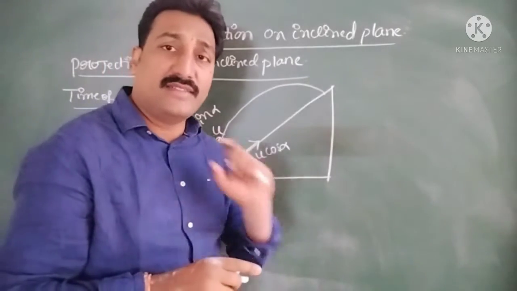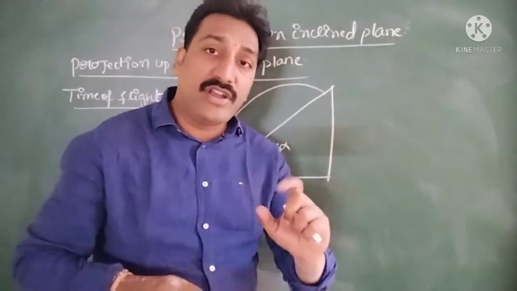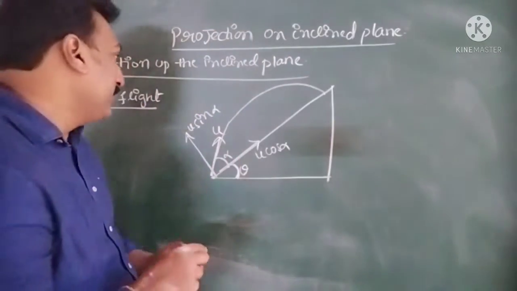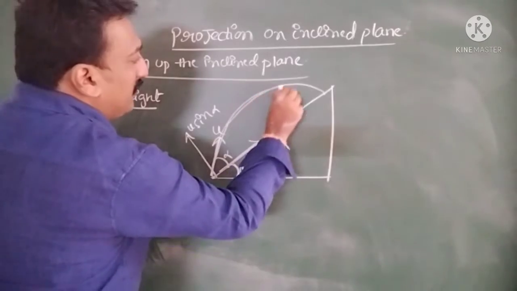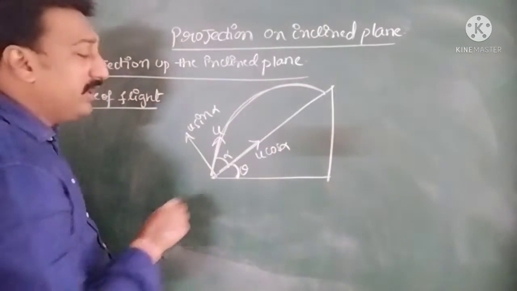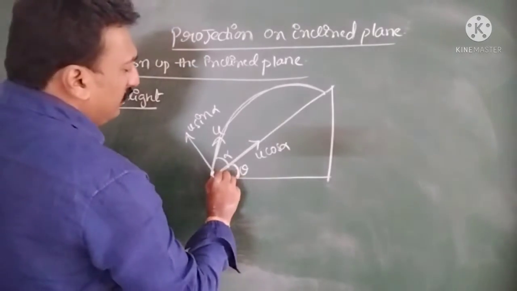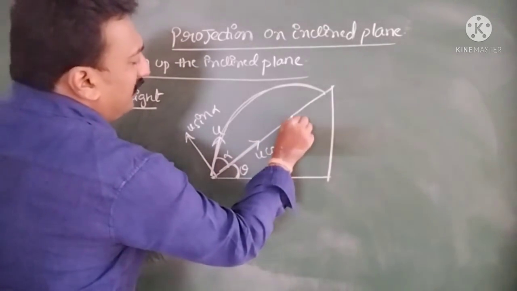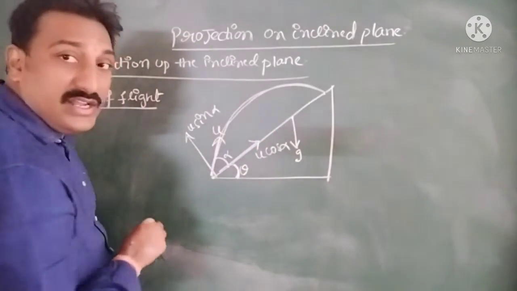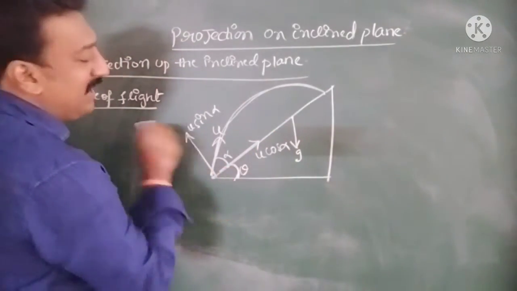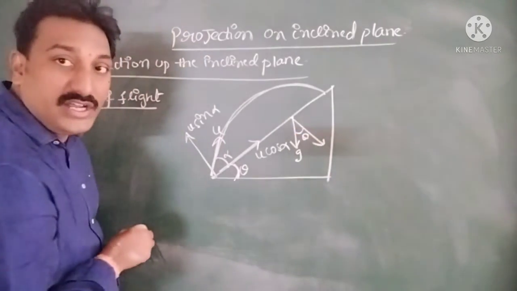The basic definition is that time of flight is the time taken by the body to remain in air. Here I want to find the time taken by the body to move from here to here. Two important points you have to remember: gravity will be acting in a downward direction. If this angle is theta, this angle also will be equal to theta here.